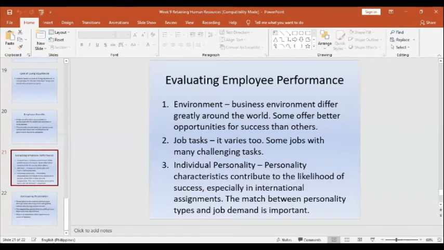The job task is also part of evaluating employee performance, because the job task has a lot of things to do. Some job tasks are challenging, and there's nothing wrong with being challenged at work, because it is important to work beyond your limits, beyond your capabilities. And even individual personality, these characteristics contribute to the likelihood of success, especially in international assignments. It's about our behavior, which we need to adapt based on the culture of other people, especially if we work abroad.